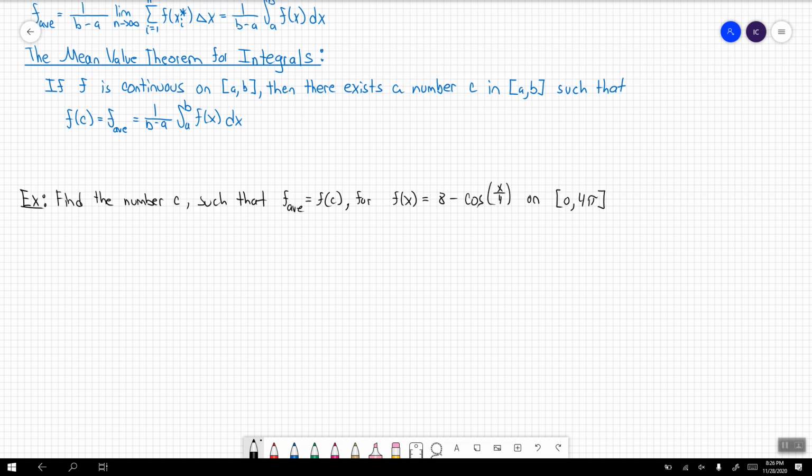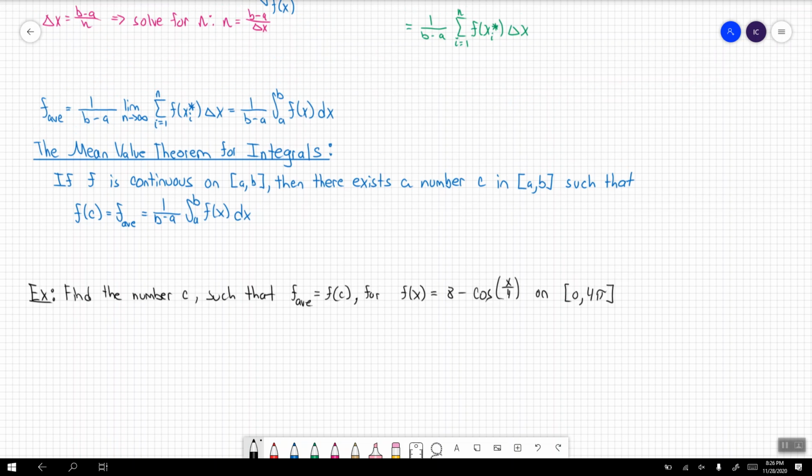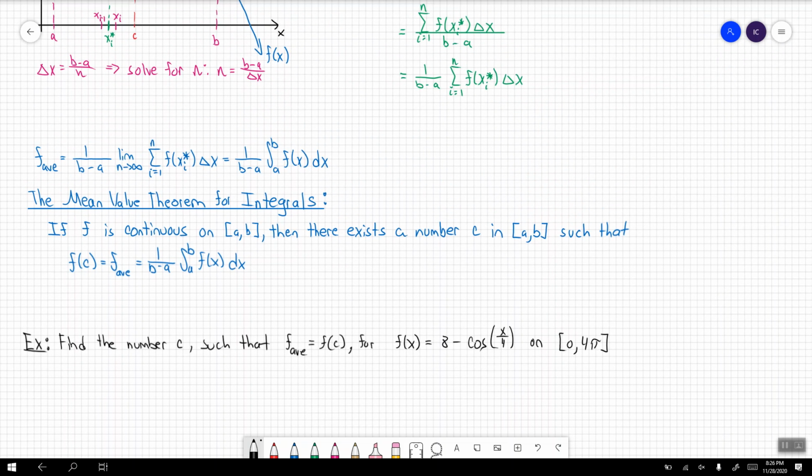So the mean value theorem for integrals says that if f is continuous on an interval from a to b, then there exists a number c in the interval from a to b such that the function evaluated at c is equal to the average. In other words, we want to find the c value inside of the interval from a to b such that the function evaluated at that number will equal the function average. And the function average is the one that we derived at the very top.